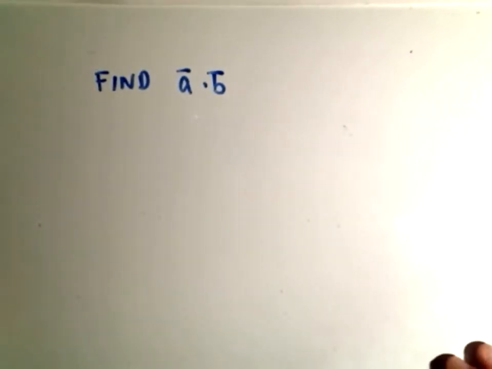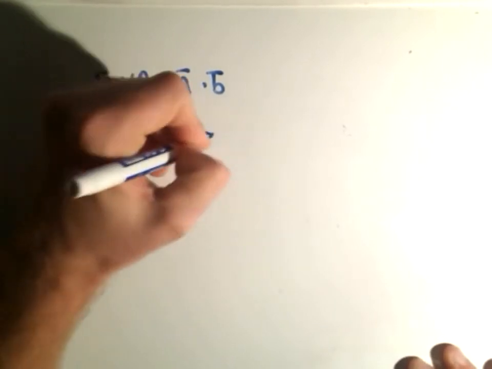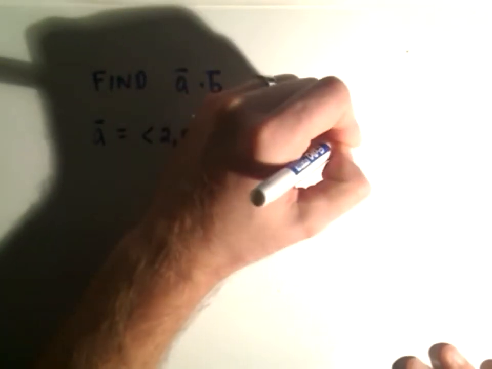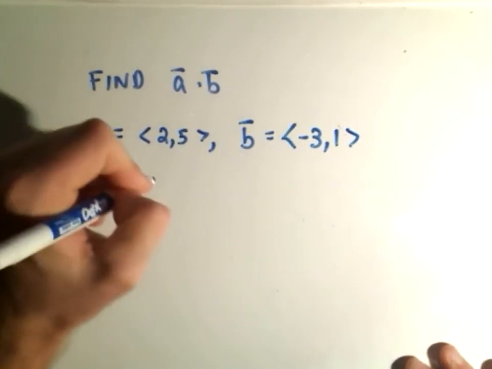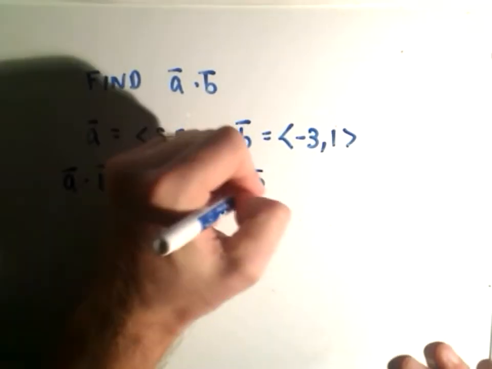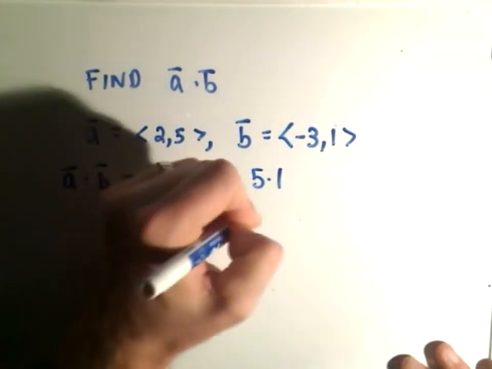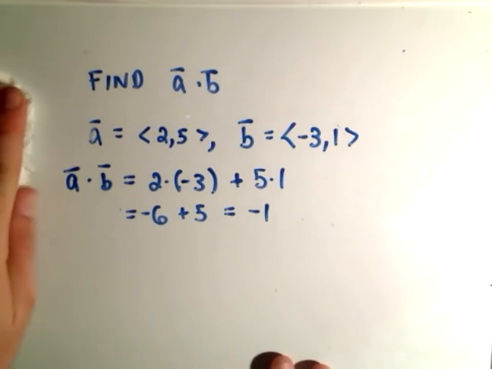In my first problem here, I'm just going to let vector A equal 2, 5. We'll let vector B equal -3, 1. So the dot product, A dot B, we'll take 2 times -3, and then add on to that 5 times 1. So this will simply give us -6 plus 5, or -1. That's the dot product between these two vectors. So that's it. Pretty easy to find the dot product of two vectors.